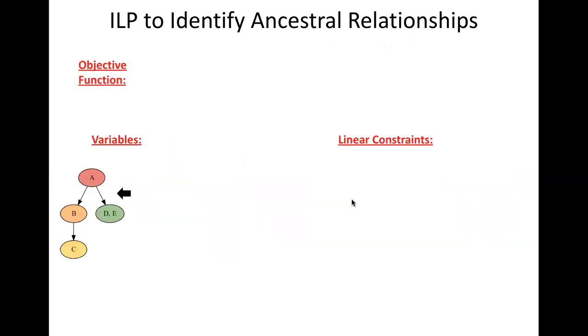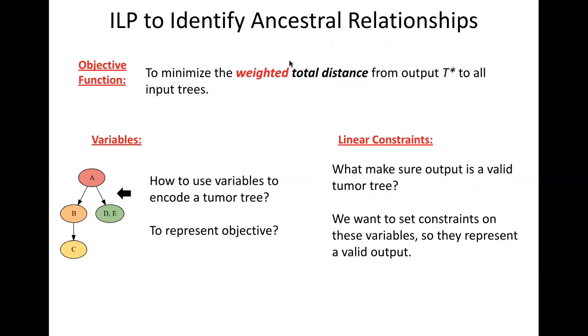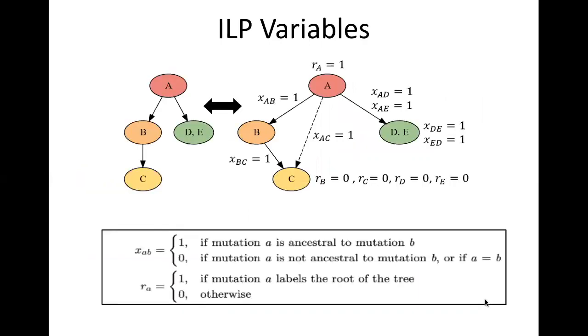Now, looking at the details of the ILP, there's an objective function which we define to minimize the weighted total distance from the consensus to all the input trees. There are also variables we introduced to represent a tumor tree and some linear constraints to help restrict our output to a valid tree structure. First, let's look at how we define the variables.